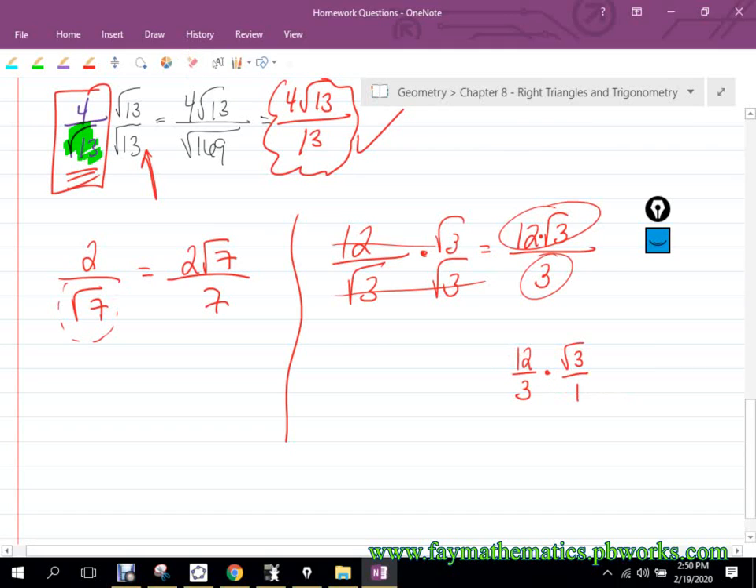So this is okay to do. We can rewrite this way. And the reason I would want to do this is, what does that turn out to be right there? 4, right? So you get 4 times radical 3 over 1, which is just going to be 4 radical 3.